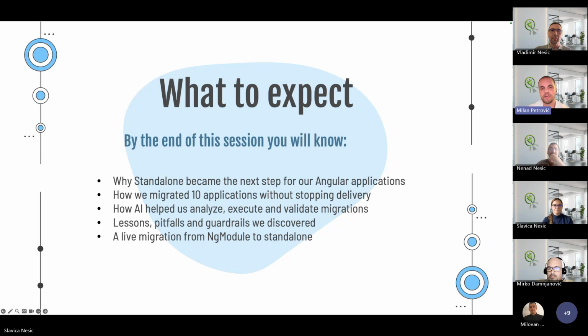First, I'll explain why we decided to start this migration in the first place. I will share the challenges we faced, the strategy we used, and how AI helped us analyze applications and execute migration tasks while engineers remained responsible for validating the result. After that, I'll cover some lessons we learned, a few pitfalls we encountered, and guardrails that help us avoid bigger problems. And finally, we'll switch to a live demo and see the approach we used throughout the migration on a real Angular project. So let's start with the first question.